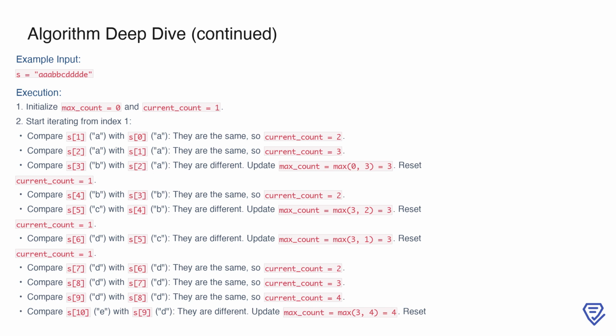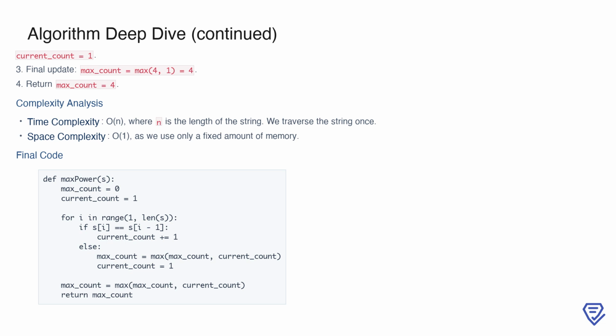In this example, the longest streak is 4, corresponding to the d characters, and the function returns this as the result. Analyzing the algorithm, we find that it operates with a time complexity of O(n), as we traverse the string just once. The space complexity is O(1), given that only 2 variables are used to track the streaks. This efficiency makes the solution scalable for large strings.